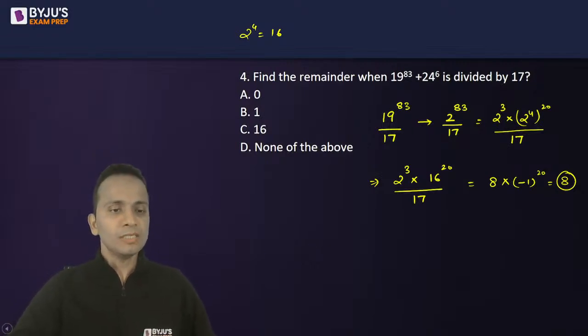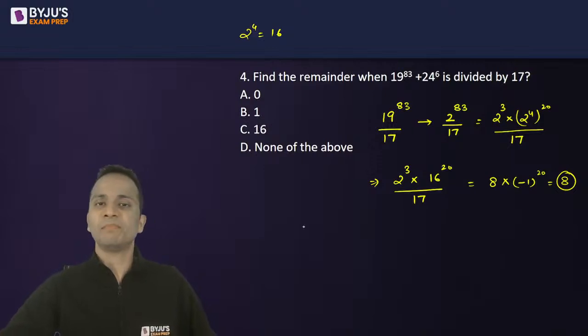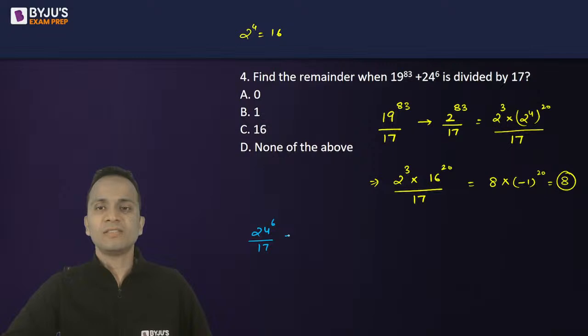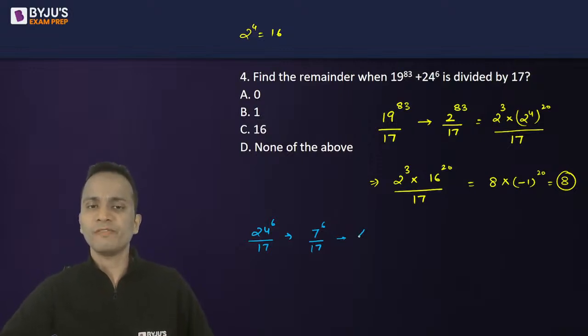Now let's simplify the second part. 24 raised to the power 6, a very small power, so it can be easily solved, divided by 17. 24 when divided by 17, the remainder is 7. So 7 raised to the power 6 divided by 17. Now 7 raised to the power 6, I can take 7 square. So 7 square is 49. It can be written as 49 cube divided by 17.